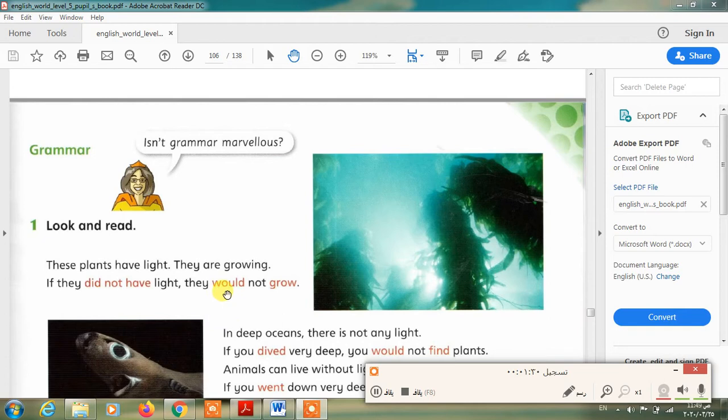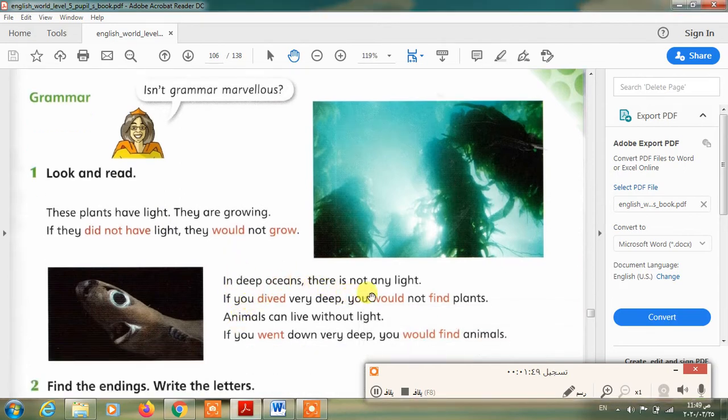Now open your pupil's book, page 105. Look and read. These plants have light. They are growing. If they didn't have light, they would not grow. In deep oceans, there is no light. If you dived very deep, you would not find plants. Animals can live without light. If you went down very deep, you would find animals.